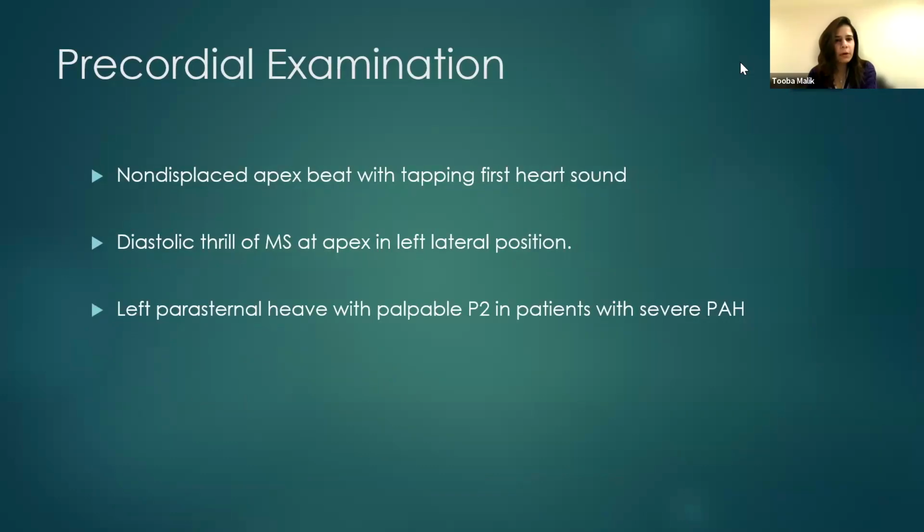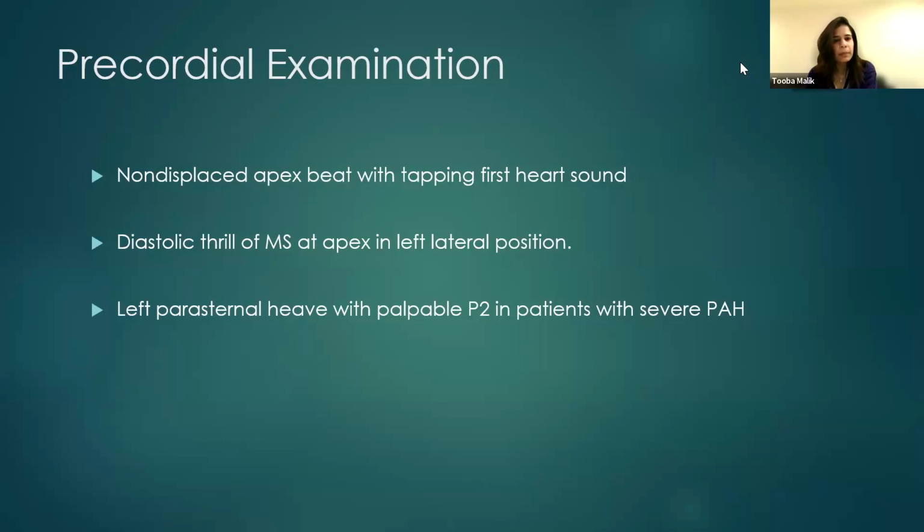Again, if you put your hand on the precordium, you would appreciate an apex beat. It will be non-displaced, and if you're very good at picking up your murmurs or your apex beat, you can hear a tapping first heart sound. You would have a diastolic thrill at the apex when you move the patient in the left lateral position. And then, of course, if you put your palm on the precordium on the left parasternal area, you can also feel a heave. You can feel a palpable P2 in your pulmonary area.